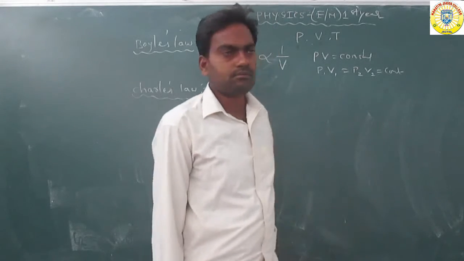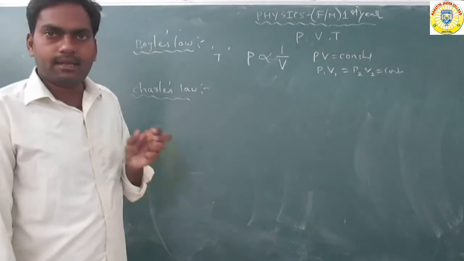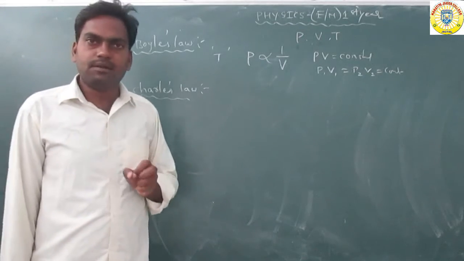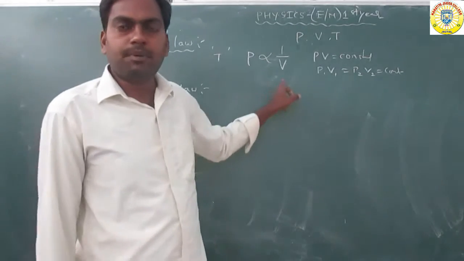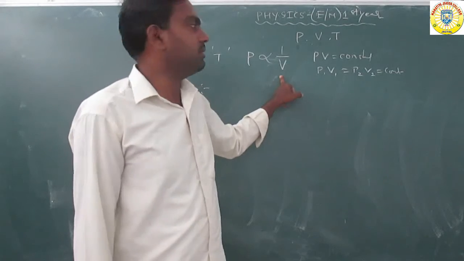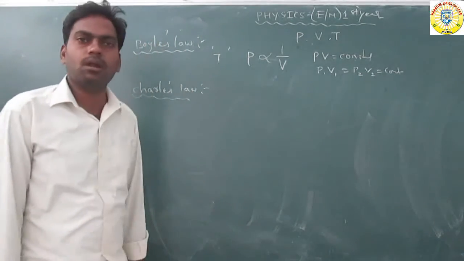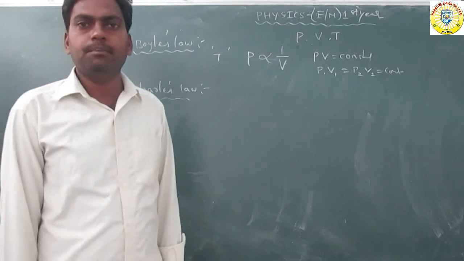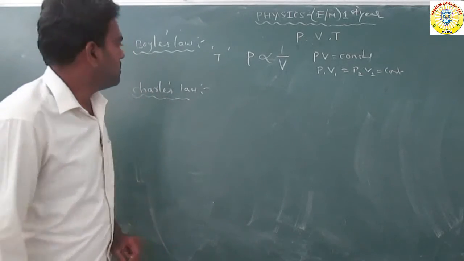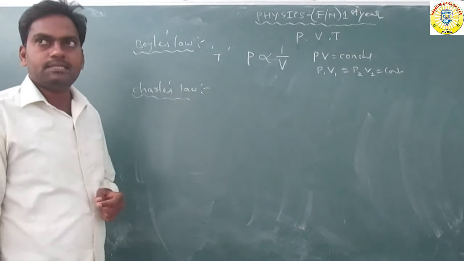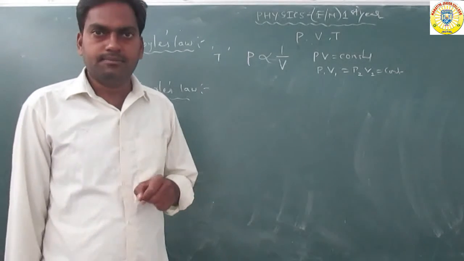So what is Boyle's law? At a constant temperature, the pressure of a given mass of gas is inversely proportional to its volume. We can write it in mathematical form: PV is equal to a constant. Now another definition, Charles' law.